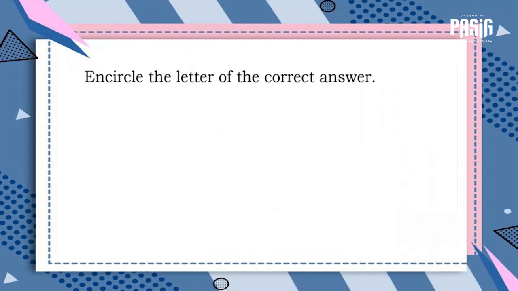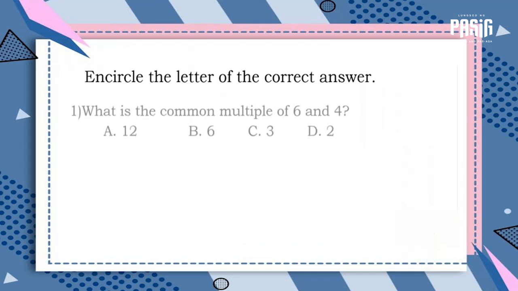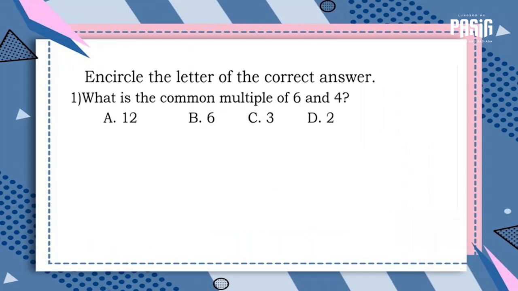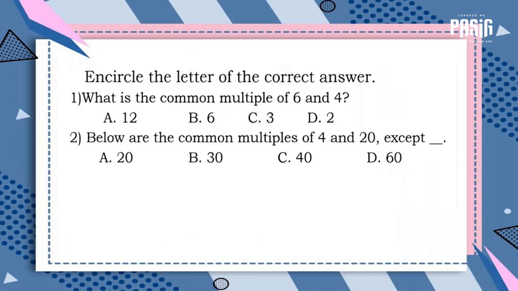And for the final activity, you're going to write the letter of the correct answer in your notebook. Question number 1. What is the common multiple of 6 and 4? A, 12, B, 6, C, 3, or D, 2? Question number 2. Below are the common multiples of 4 and 20, except blank. A, 20, B, 30, C, 40, or D, 60.